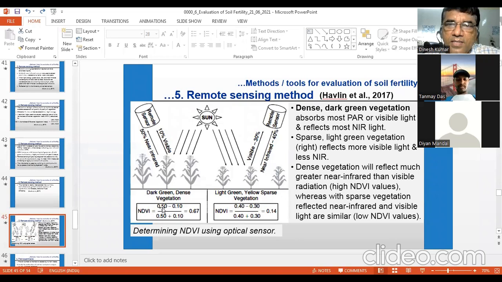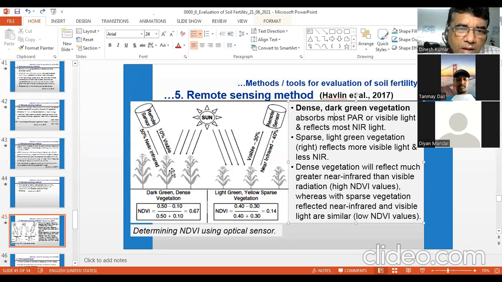Radiation is there. So one case is on the left side where you see dense, dark green vegetation. Suppose you have dark green and dense vegetation, it absorbs most PAR or visible light and reflects most NIR light. So you can see this. It is approximately 50% NIR is reflected and 50% is absorbed. If 50% is reflected, that means 50% is absorbed by the vegetation. And as far as visible is concerned, 10% is reflected. That means 90% is absorbed. Visible is your green, blue.